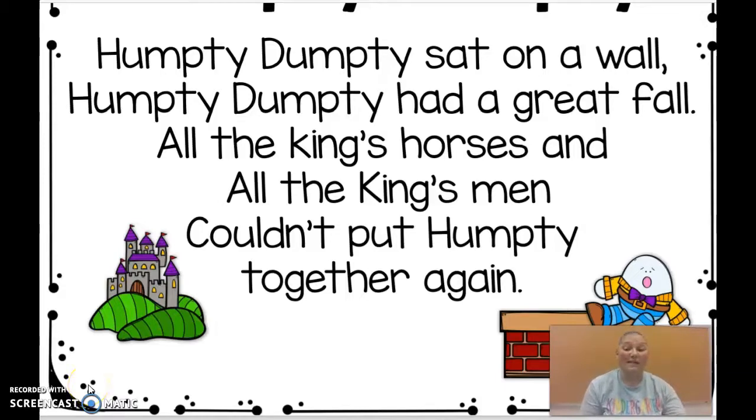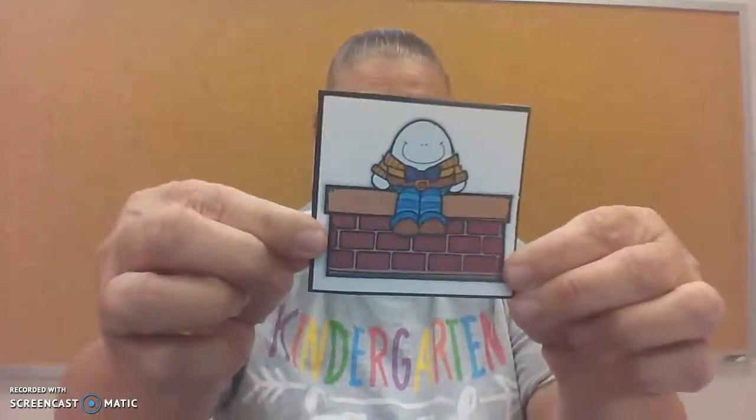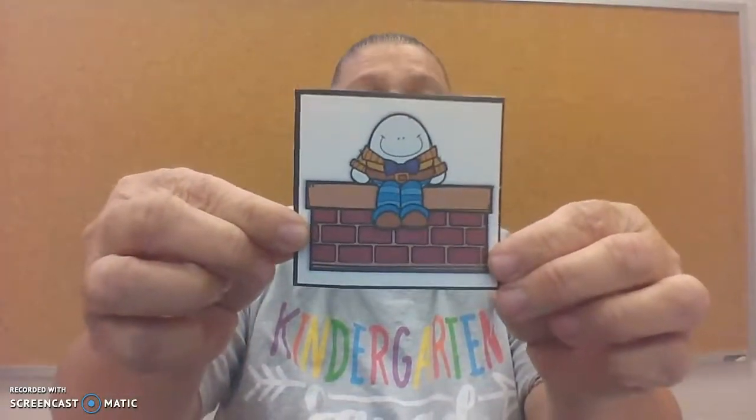I have a fun activity for you. But first, we are going to take a look at some pictures. All right, here are the characters of our story. First, we have Humpty Dumpty. There he is. He's sitting big and tall on the wall.